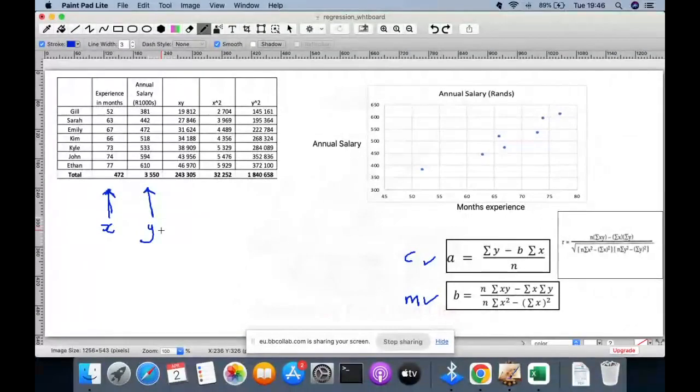Does that make sense, everyone? Can you give me a thumbs up if that does make sense? How to identify which is your independent and your dependent variable.